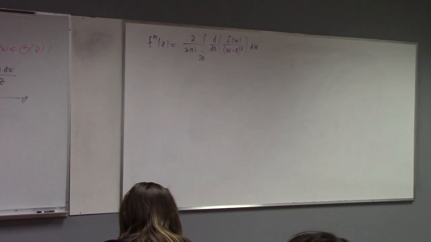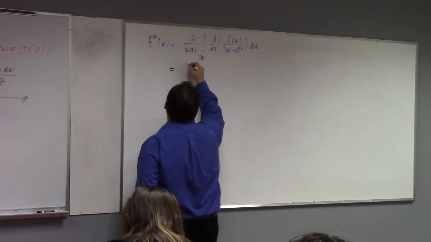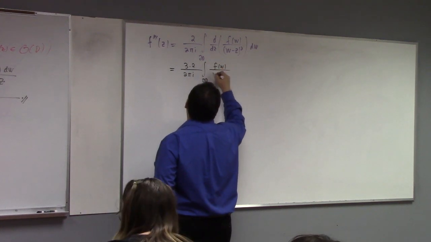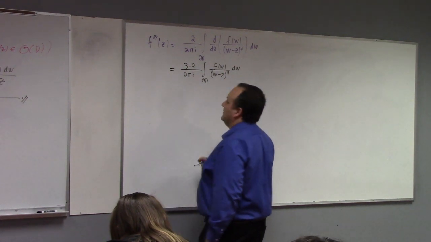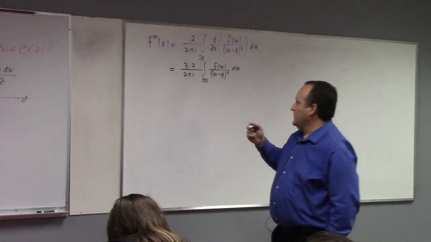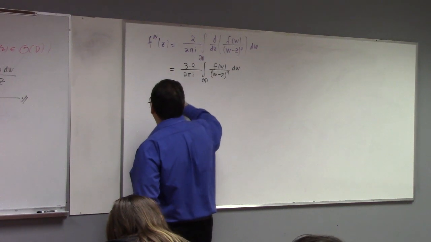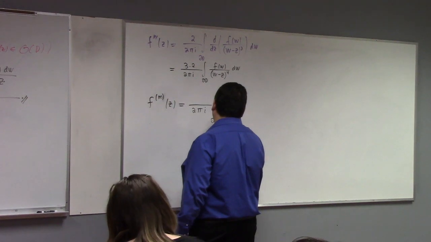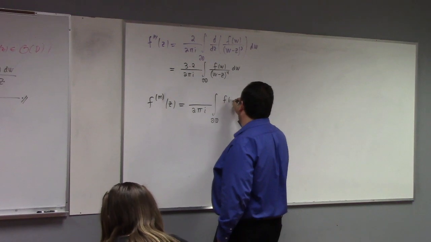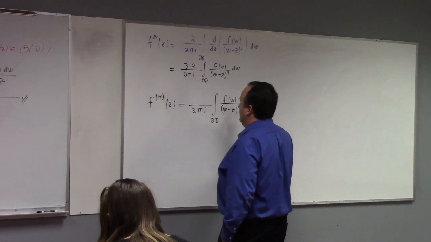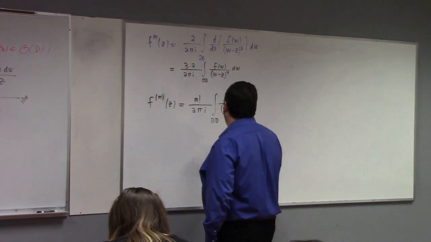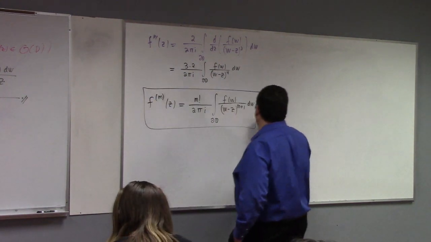So, let me switch back to a more seeable marker. So what happens? We get 3 times 2 over 2 pi i, integral over the boundary of f of w over w minus z to the 4th power dw. Is the pattern clear yet? So what can you tell me? What's the mth derivative of f at z equal to? So w minus z to the what? m plus 1 down here. And m factorial over here, yeah.